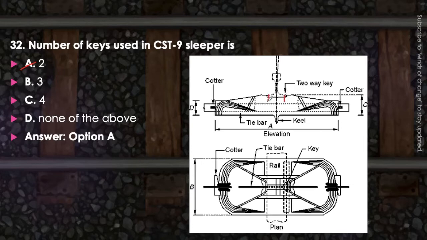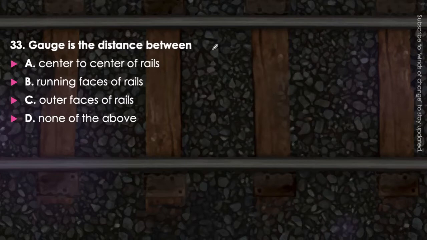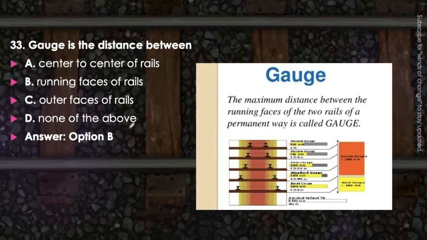Next question. Gauge is the distance between center to center of rail, running faces of rail, outer faces of rail, or none of the above. This is a very easy question. Gauge is the distance between the running faces of the rail. The inside running face between these two is called the gauge, the distance between running faces. So option B is correct. The definition can also be given as the maximum distance between the running faces of the two rails of a permanent way is called gauge.